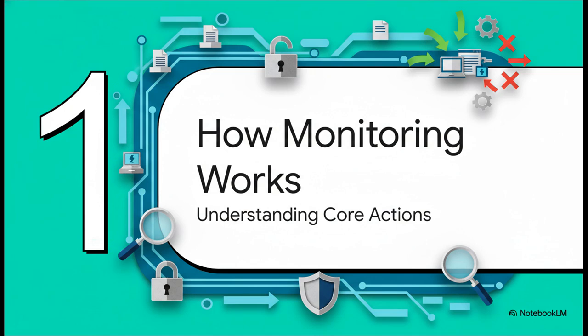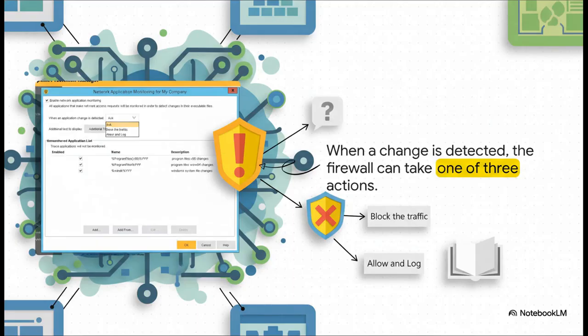So how does this whole thing work anyway? Well, at its heart, the system is actually pretty simple. It's something called network application monitoring. All that means is it keeps a watchful eye on any application that tries to talk to the network, and it asks one simple question. Have any of your core files changed since the last time I saw you? Now, when a change is detected, the system doesn't just freak out. It takes one of three actions that you've already configured. As the admin, you get to choose between ask, block the traffic, or allow and log. And each one has a very different impact on both your user and the system itself.